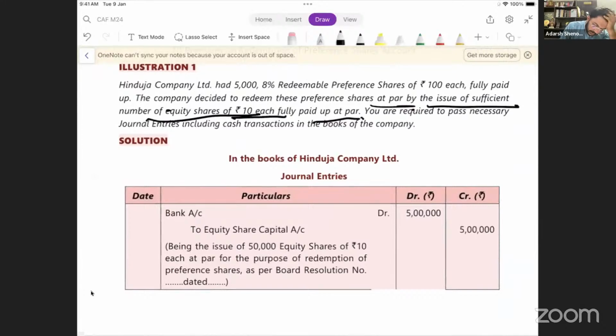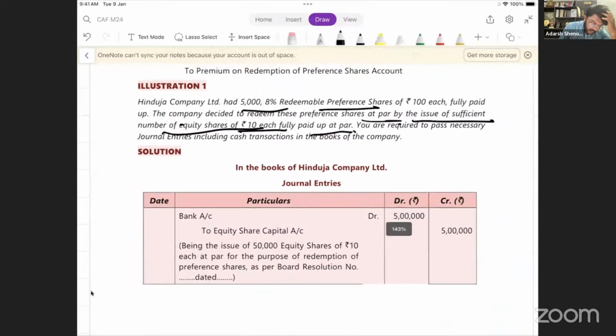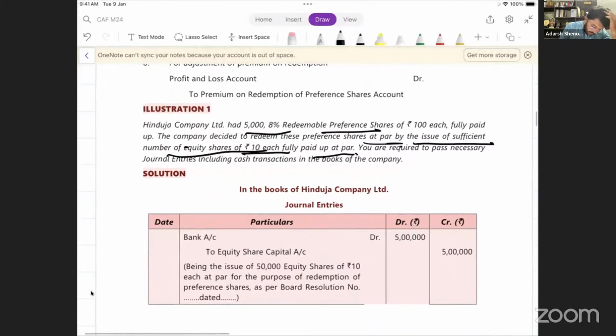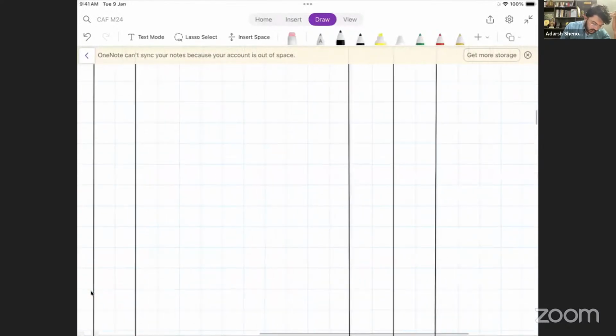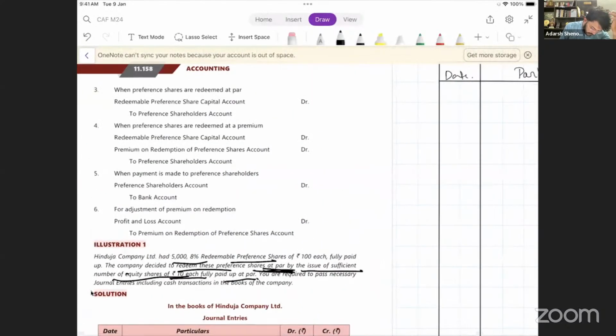First, Hinduja Company Limited, 5,000, 8% redeemable preference shares of 100 each fully paid up. So they're redeeming it. The company decided to redeem these preference shares at par. So let's pass the announcement entry.